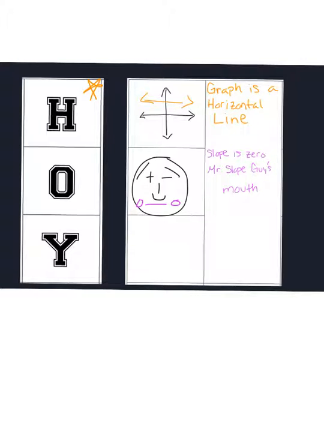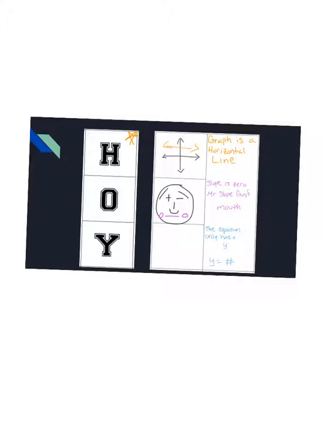Now the Y is for the equation. It only has the letter Y in it. So Y equals a number. So some examples could be Y equals 5, Y equals negative 1/2, but there's never an X. It's just Y equals and then some number. It could even be Y equals 0. Alright, so that's everything you need to know about HOY.